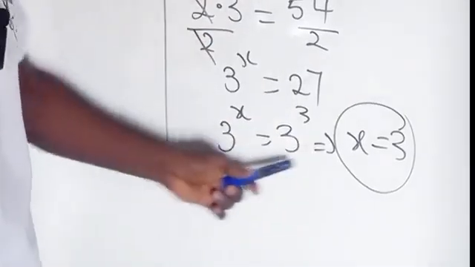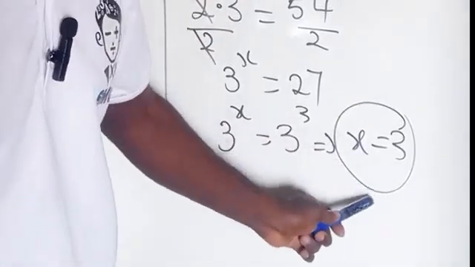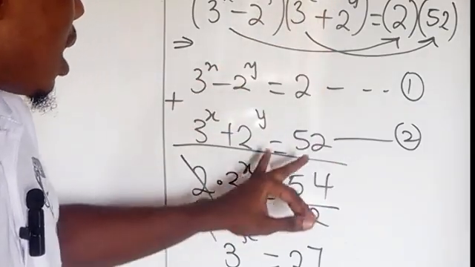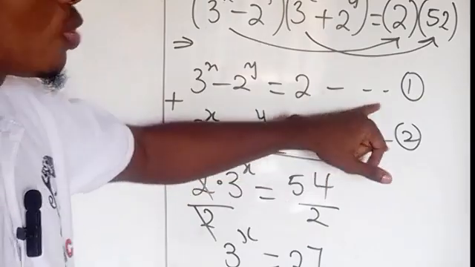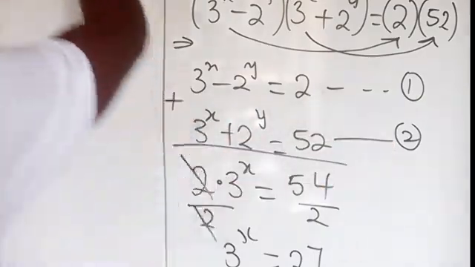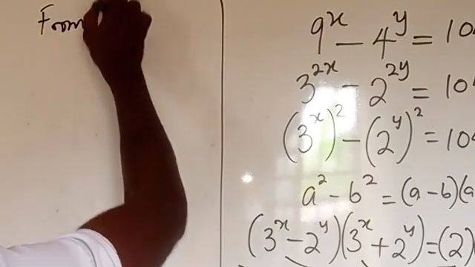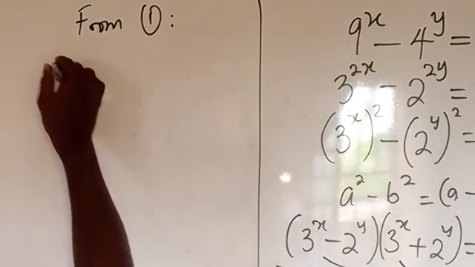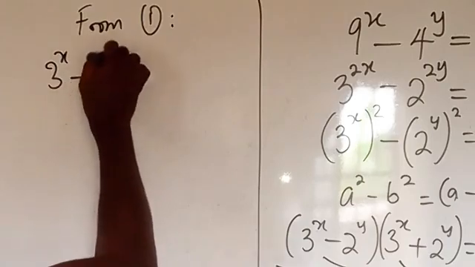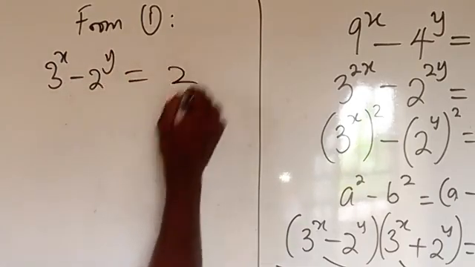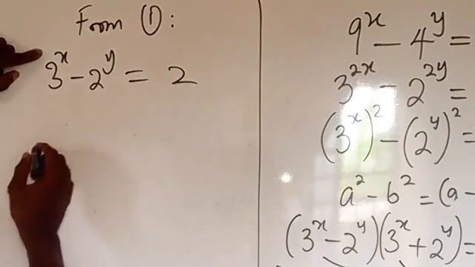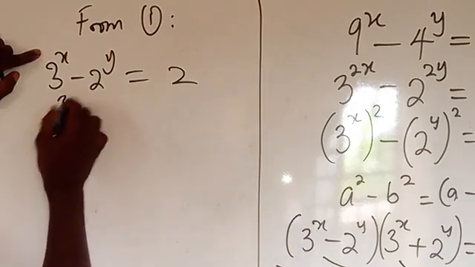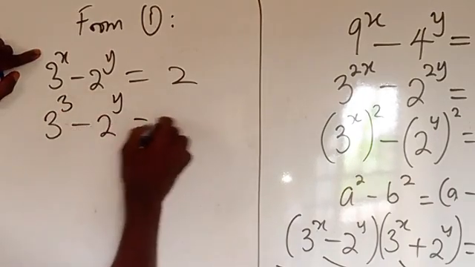Now, since x equals 3, let's put this x equals 3 into either of these equations. I'm going to pick equation 1 because it's simpler. So from equation 1, I have 3 to the power of x minus 2 to the power of y equals 2. Now, what is x? You can see x is 3. I'm going to put the 3 here: 3 to the power of 3 minus 2 to the power of y equals 2.